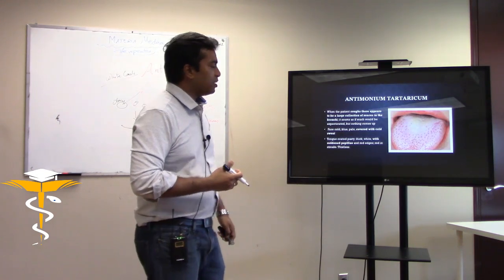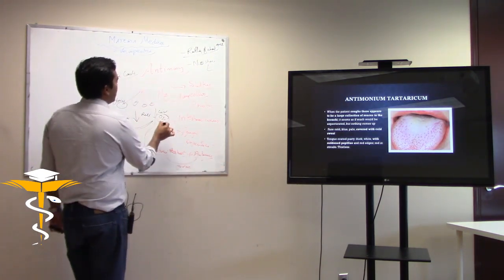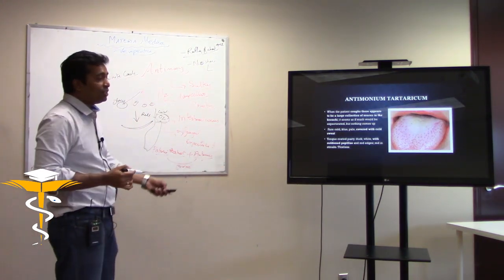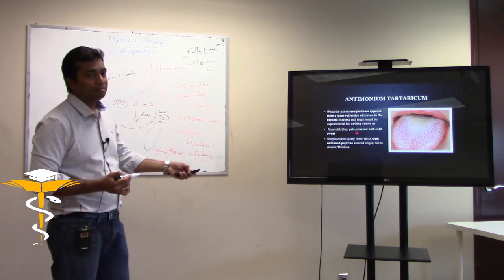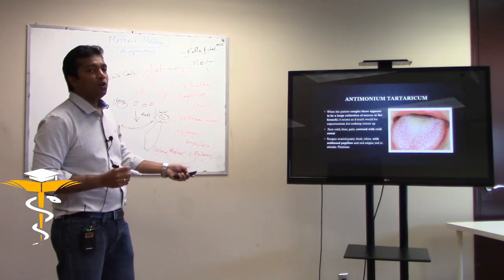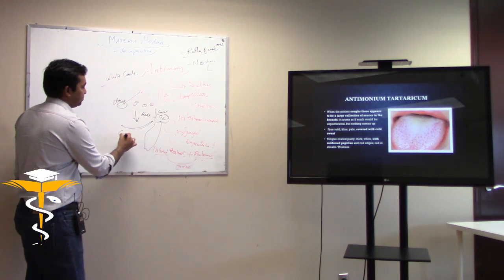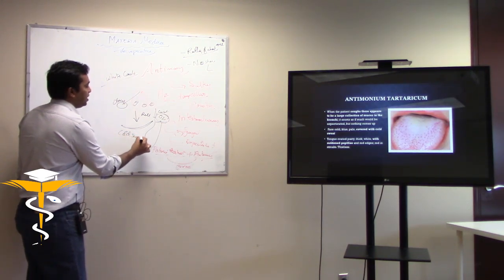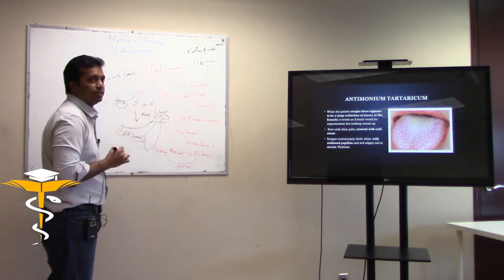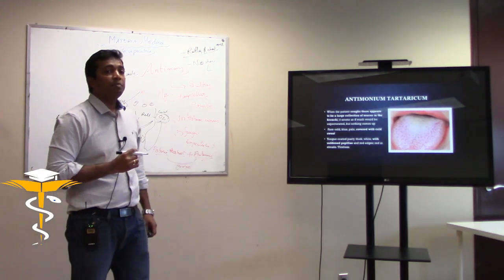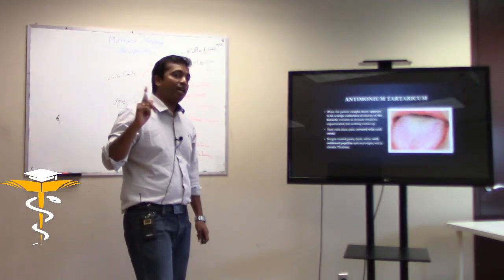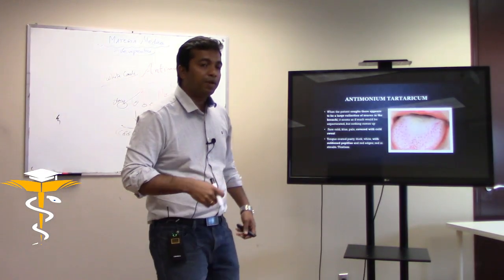Face. So what happens? I told you it depresses the oxygen level. So how will the face be? Pale. Covered with cold sweat. There's another remedy that has got cold sweat. It's called Veratrum album. But why did Veratrum album get cold sweat? Because of diarrhea.